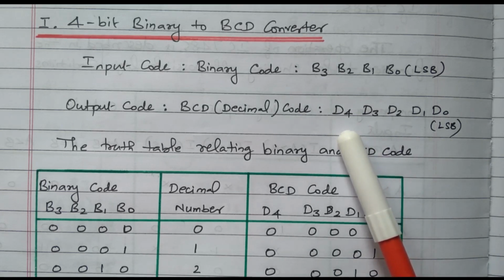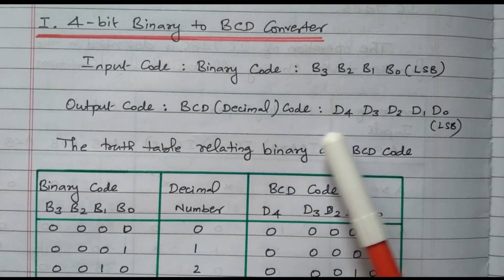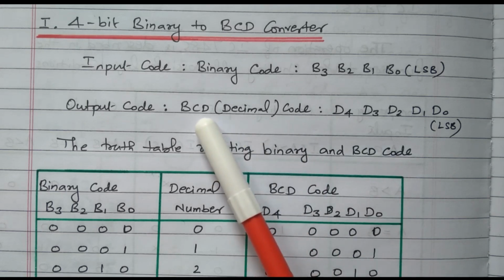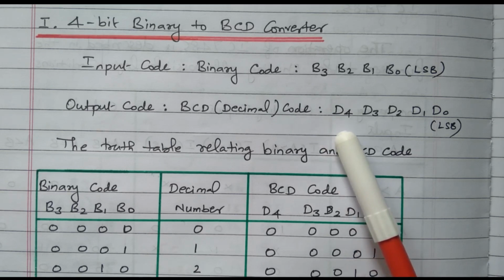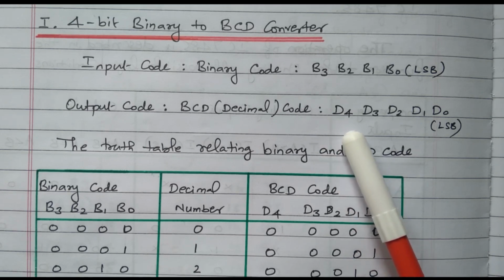Why do we have the D4? From 0 to 9 we have a single digit. 0 to 9 can be represented in a 4-digit BCD number. From 10 onwards, 10 means there are 2 digits. 0 is converted into BCD and 1 is also converted into another BCD. That is, 0 is represented by 4 digits, 1 represented by another 4 digits. So that is represented by this D4.